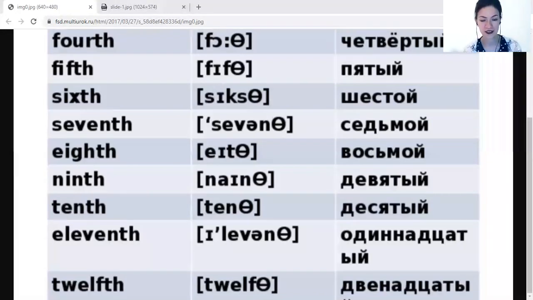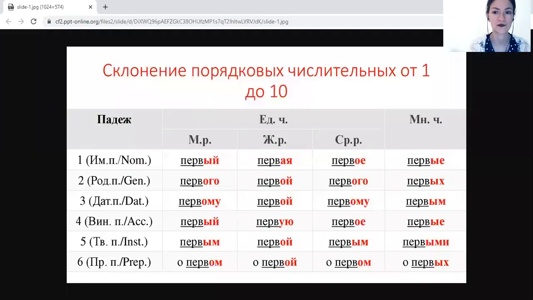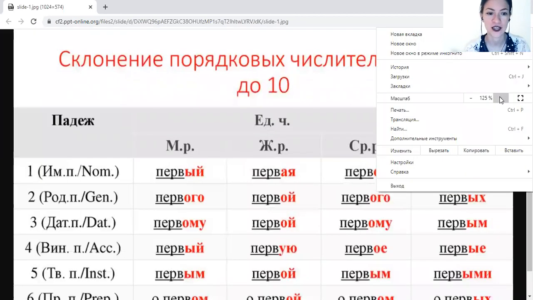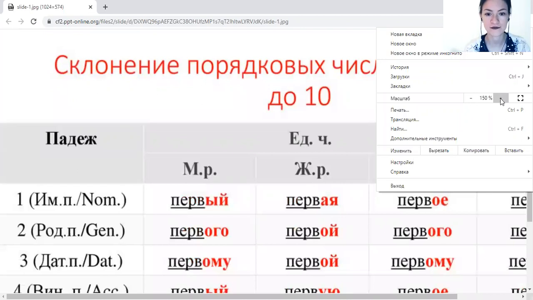Okay. They forgot to write here one letter. Двенадцатый. Okay. So now you know ordinals. And I would like to show you one more something surprising about Russian language.